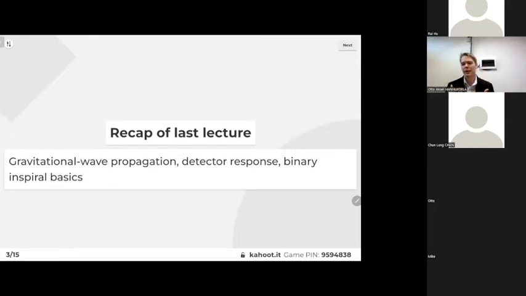And we also took a very, very quick mini look at binary inspiral basics. So what happens when there are two black holes or two compact objects that orbit each other? And we found that they emit gravitational waves with a certain form. So that's the recap. In this lecture, we'll mostly focus on binary inspirals. So how do binaries emit gravitational waves and how do they evolve? And then at the very end, we'll look at a little bit more of the general picture. So what can you do with gravitational wave research in general?